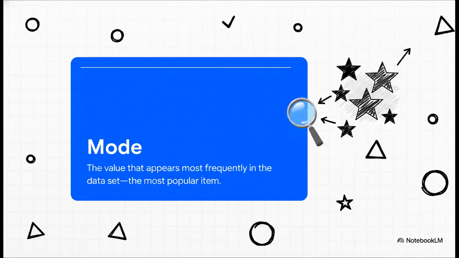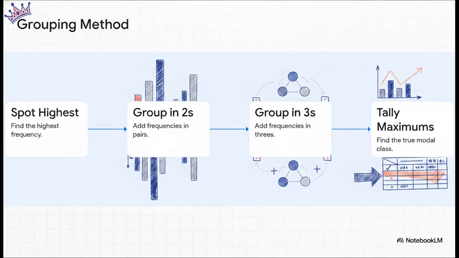Then we have the mode. Honestly, this one is pretty intuitive. It's simply the value that appears most frequently in your dataset, the most popular item. Think of it this way. If the mean is the diplomat trying to please everyone, the mode is basically just winning a popularity contest. In an individual or a simple discrete series, you can usually spot the mode instantly, just by eyeballing the highest frequency. But hold on. What if you have a tie?